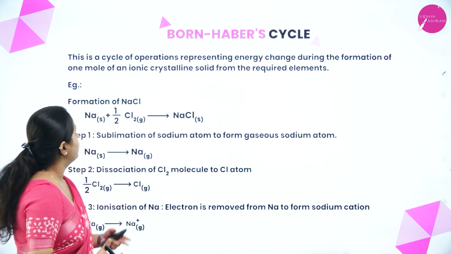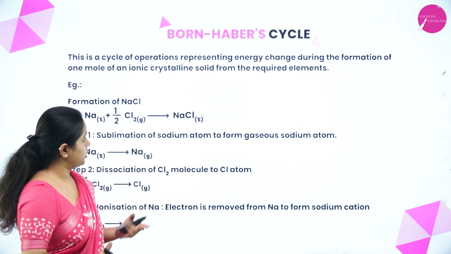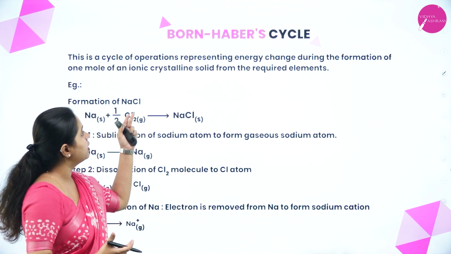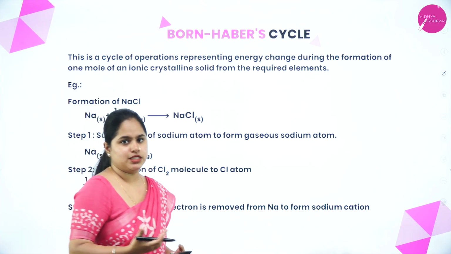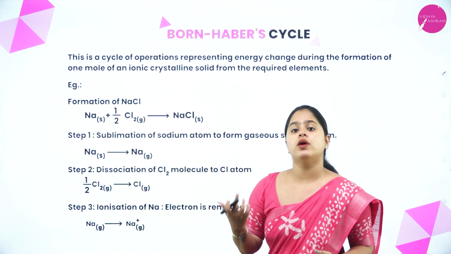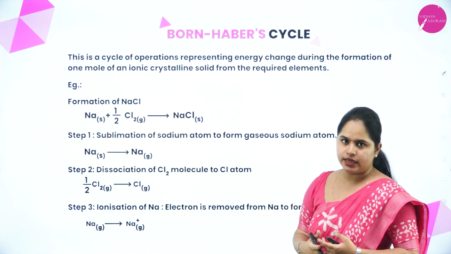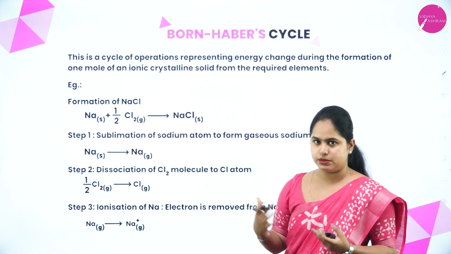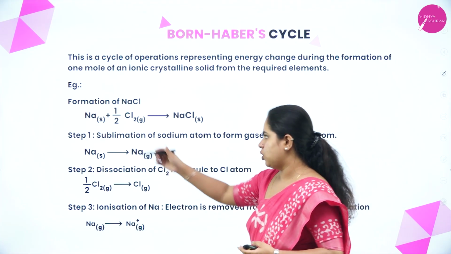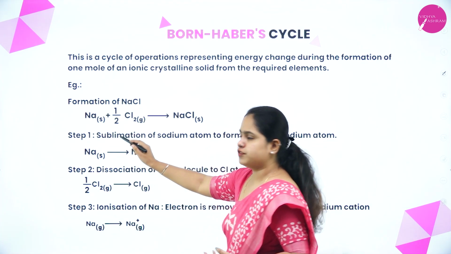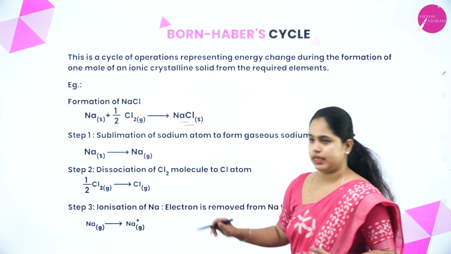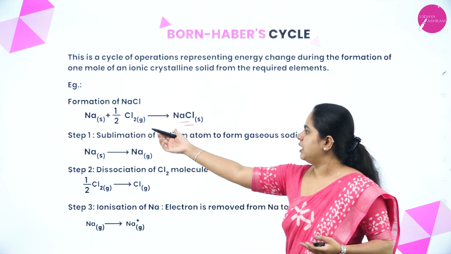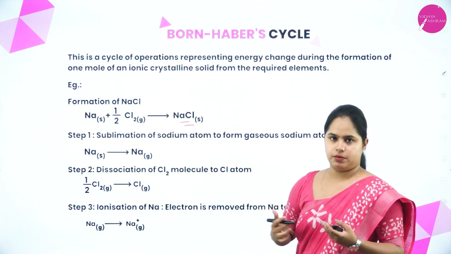It is a cycle of operations representing energy change during the formation of 1 mole of ionic crystalline solid from the required elements. So from Na plus and Cl minus, how NaCl is formed, we are going to see here. For the formation of sodium chloride, the cycle that is followed is called BORN-HABER'S cycle. Clear? So as you can see, sodium and half Cl2 combine to form NaCl. This is the overall reaction that is going to happen here. From Na and Cl2, NaCl will be formed, right?